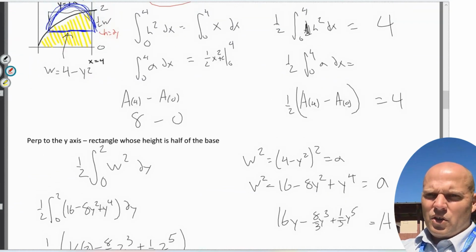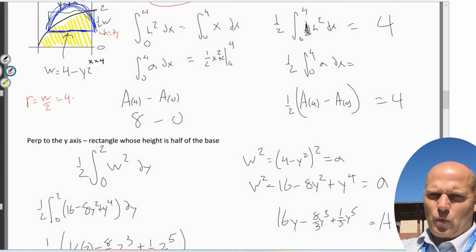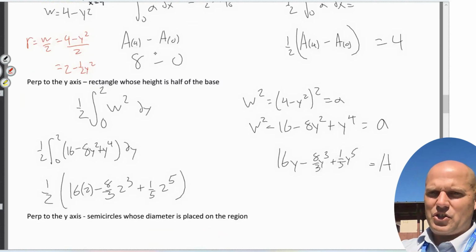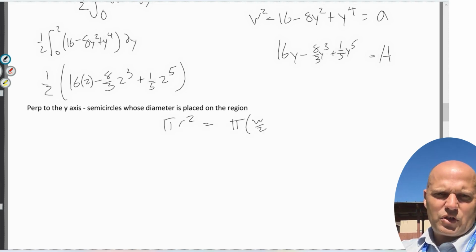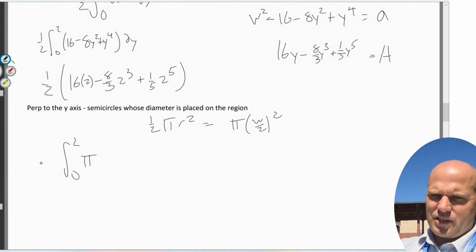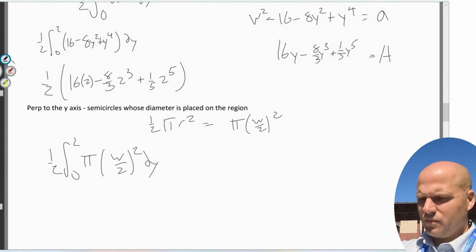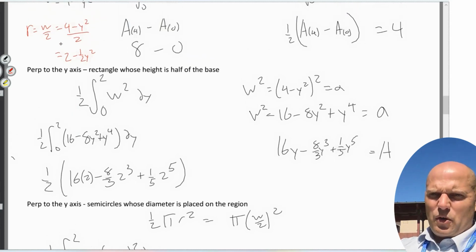Well, the radius is going to be w divided by 2. That's 4 minus y squared over 2, which is 2 minus a half of y squared. That's going to be very important to do. We want pi r squared, but that's pi times w over 2 squared. So I want to sum up from 0 to 2 half of those, because it's a semicircle, half of pi times w over 2 squared. Well, w over 2 is that.